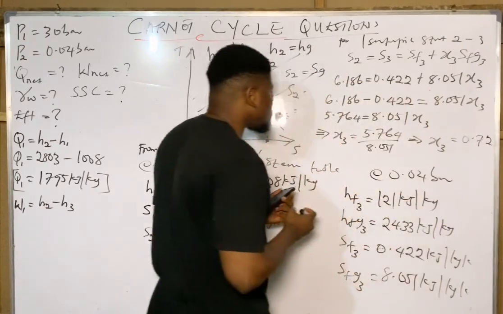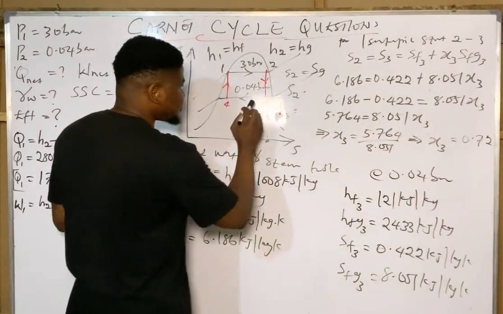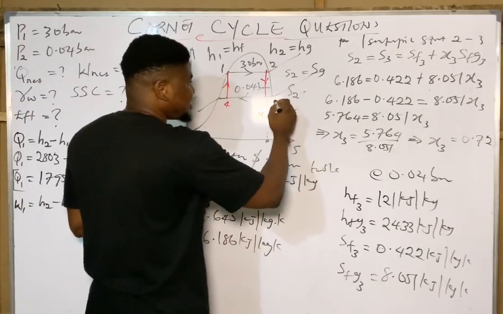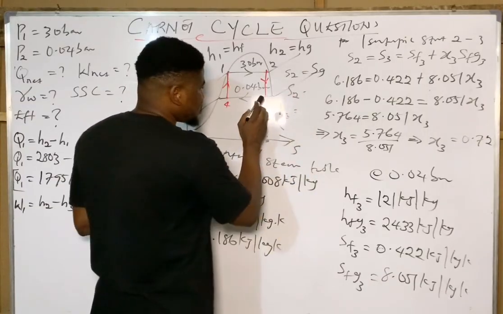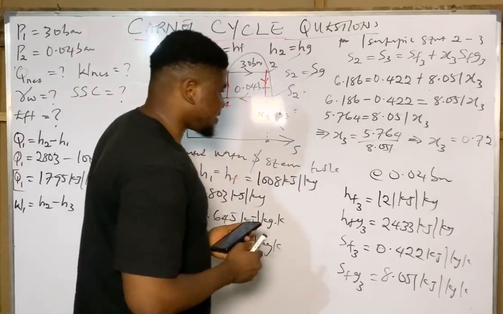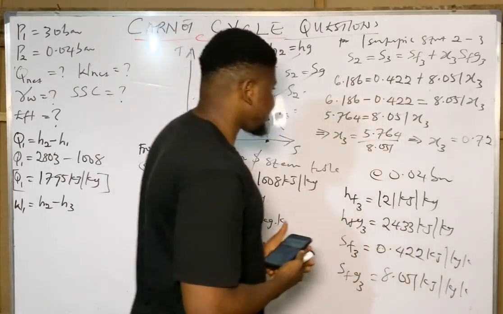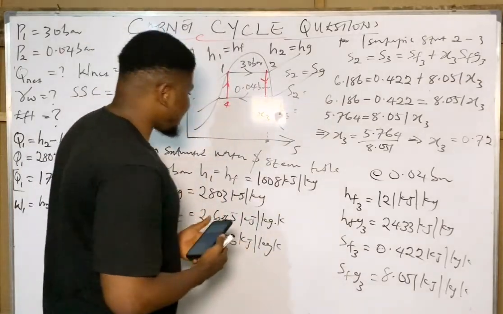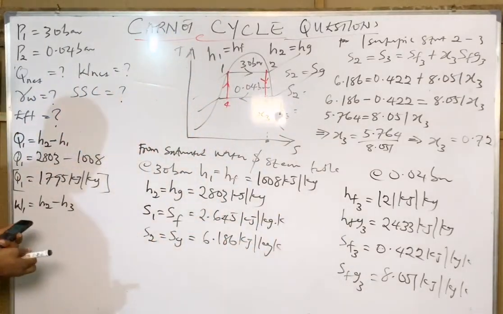Which is quite correct, because 0.72 is almost 1. At the gas line, the dryness fraction is 1. So 0.72 is quite correct. So this is now the dryness fraction at state 3. With this, we can now find the enthalpy at state 3.